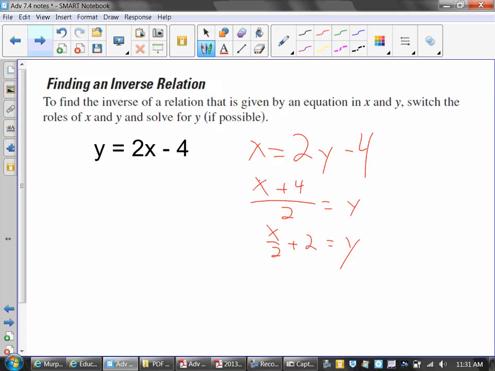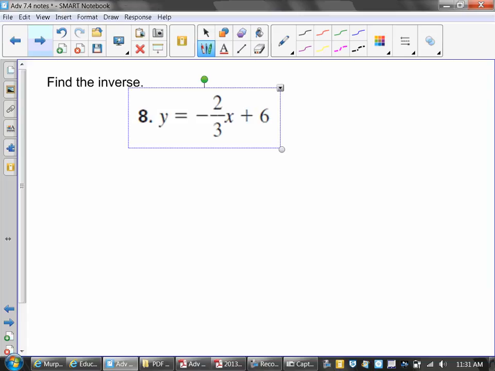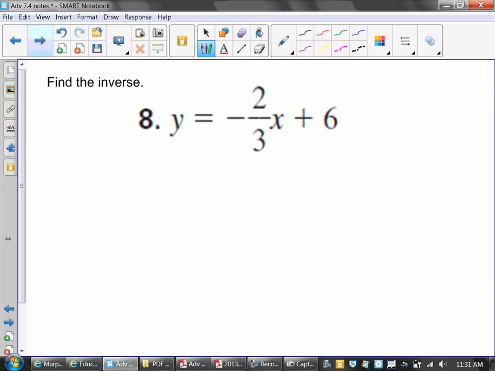All right, guys. So let's look at another example. Find the inverse of this. I have y equals negative 2/3 x plus 6. I want you to find the inverse of that. Remember, in order to find the inverse, you rewrite the equation with x and y switched, and then solve for y.